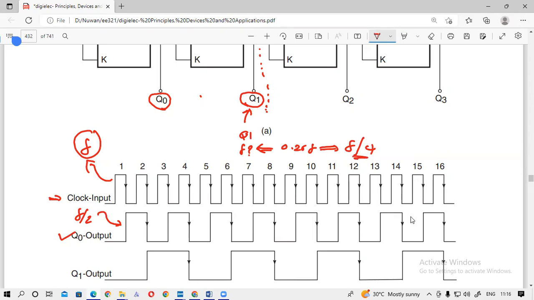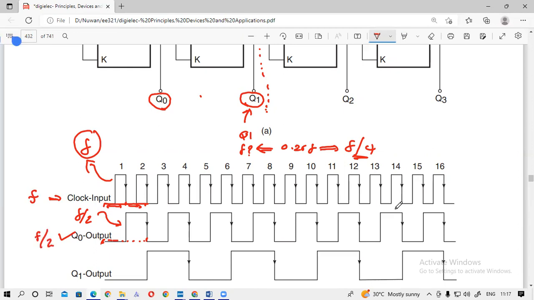So you can see that this is one clock cycle, and this is another clock cycle. From here to here, there are two clock cycles. But if you see in Q0, from here to here, there is one cycle. So in the same time, you have two cycles at the clock input, but one cycle at the output waveform. So if the frequency here is f, the frequency of this waveform should be f by 2.